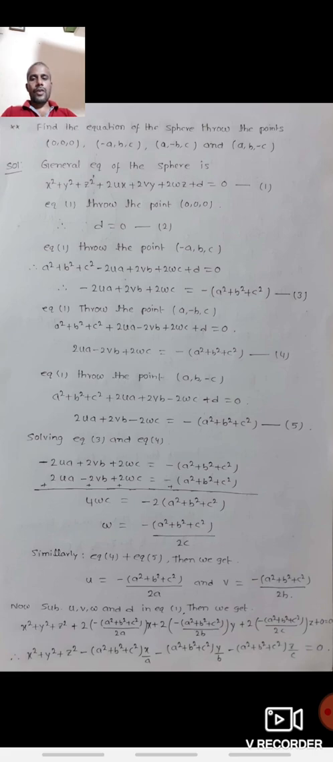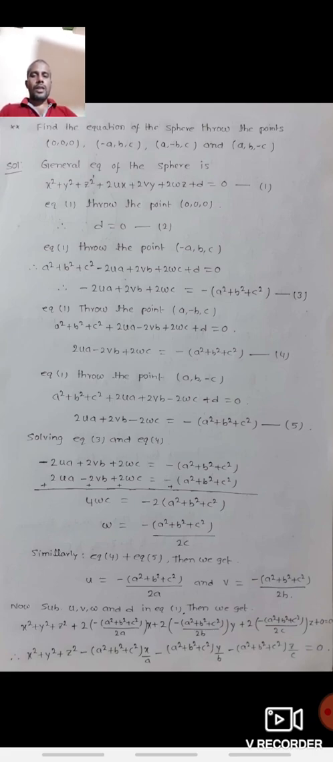Similarly, equation 1 is also passing through the third point, which is (a, -b, c). Substituting (a, -b, c) in place of x, y, z in equation 1, we get a² + b² + c² + 2ua - 2vb + 2wc + d = 0. From equation 2 we know d = 0. So we get 2ua - 2vb + 2wc = -(a² + b² + c²). Let us take this as equation 4.